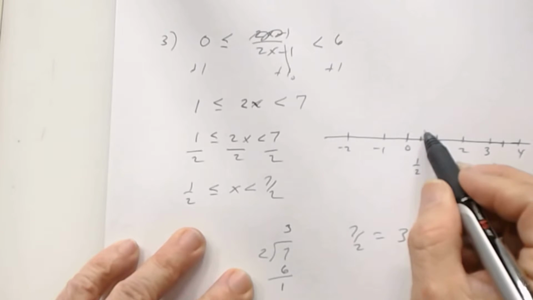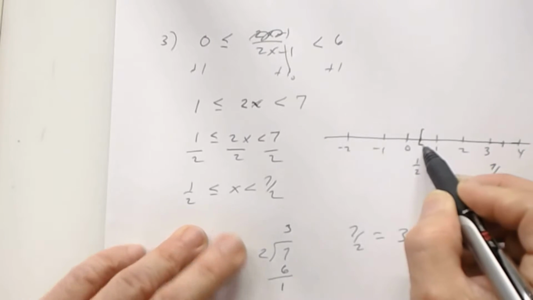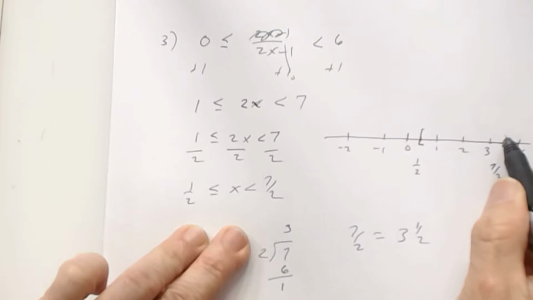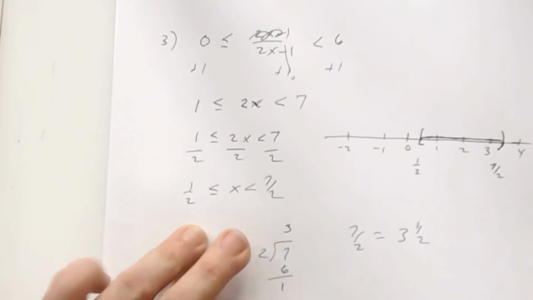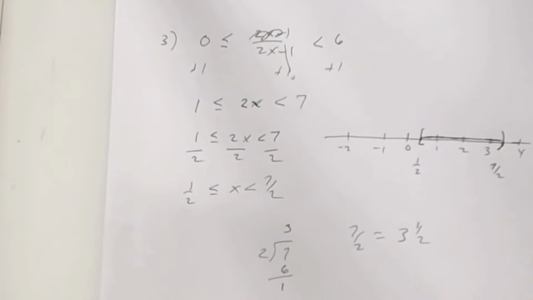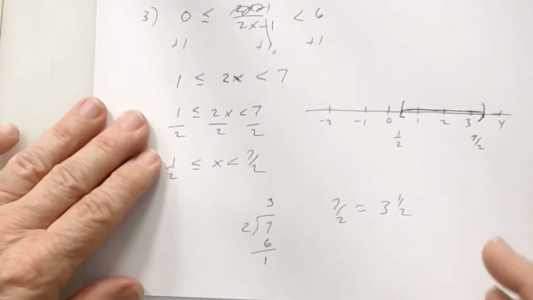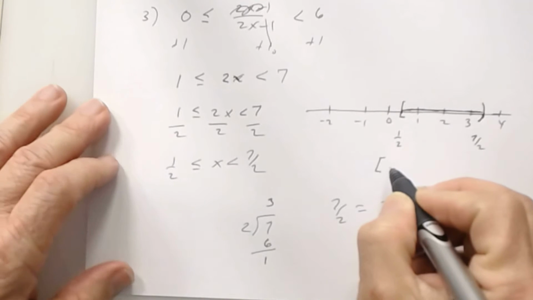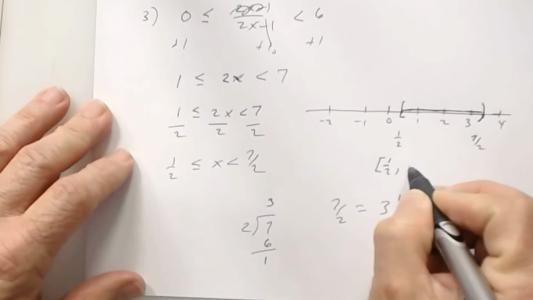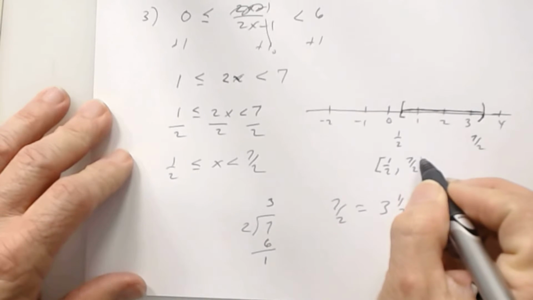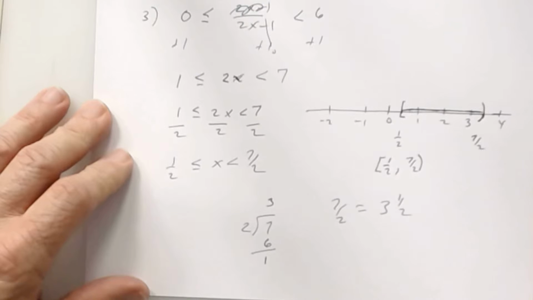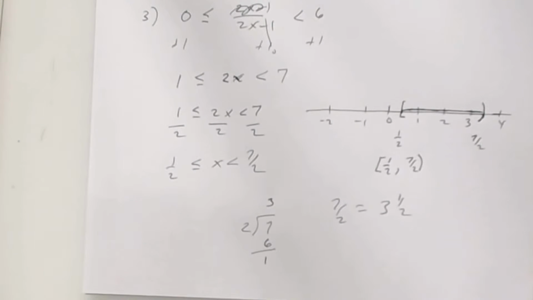All right, now on 1/2, what do I need? Bracket, pointing to the right. On 7/2, what do I need? Pointing to the left. Make sure it looks like parentheses, and then I'll shade in between those two numbers. And that's it. That's all you do. In interval notation, what would you write? Bracket, 1/2, comma, 3.5 is fine, or you can say 7/2, it does not matter, with a what though? Parentheses. How many solutions are there? An infinite number.